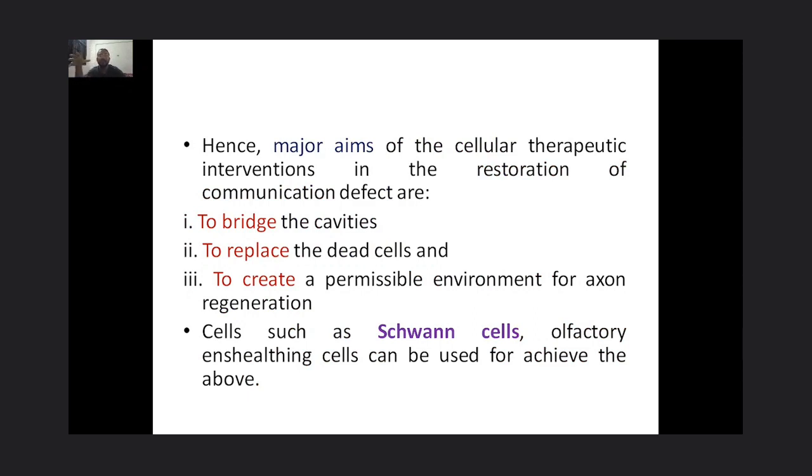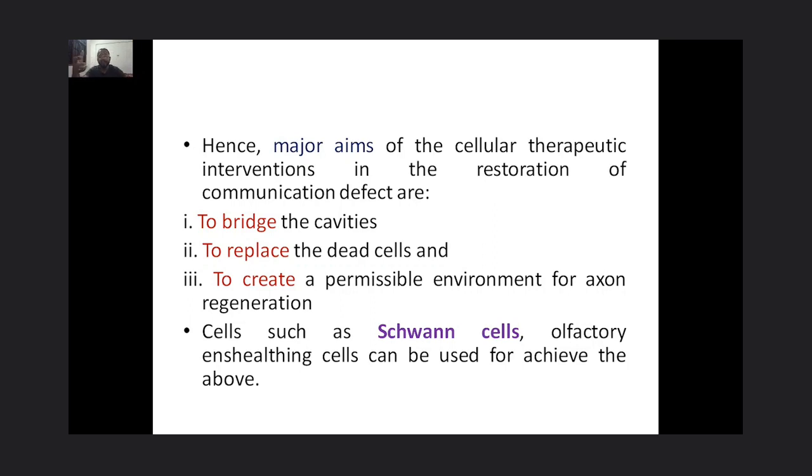cavities. That means make sure that there is a bridge between whatever cavities are there, and then to replace the dead nerve cells, remove them and replace them with living cells, and then to create a permissible environment for axon regeneration. So make sure that whatever inhibitory environment is there, which is inhibiting the axon regeneration, is changed so that the environment is good for axon regeneration. So in three ways we can treat these particular communication defects: to bridge the cavities, to replace the dead cells, and to create the permissible environment for the axon regeneration.